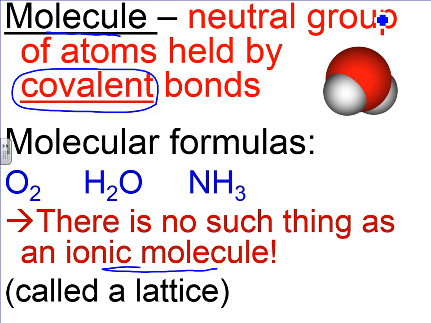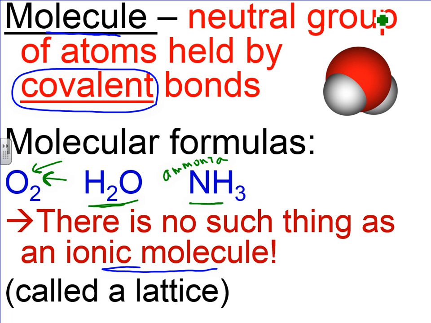So here are some covalent molecular formulas. H2O is a famous one. Here is another one, NH3. This is called ammonia. And then this is just oxygen, O2, but it's a molecule. Now you'll notice that this oxygen is not a compound because there's only one type of element. However, it's still a molecule because those two atoms are grouped together.